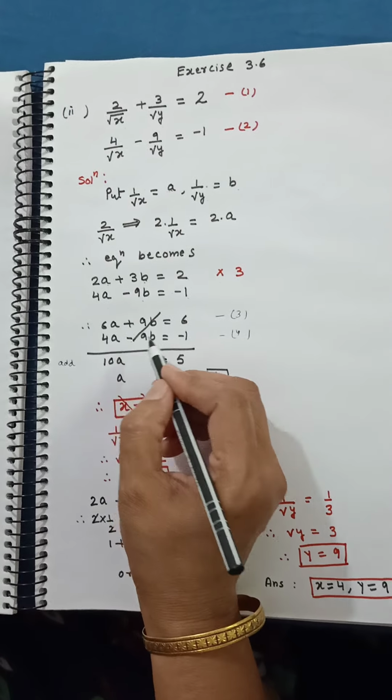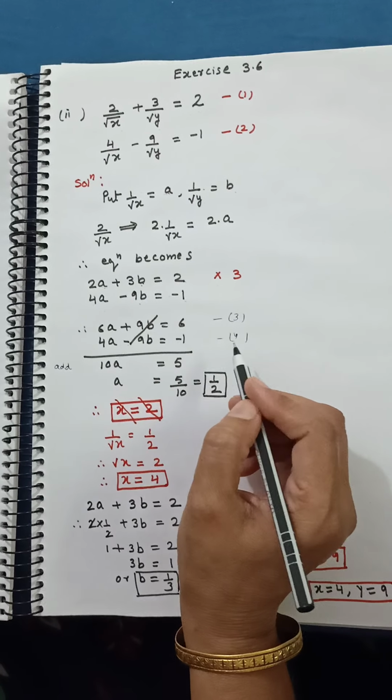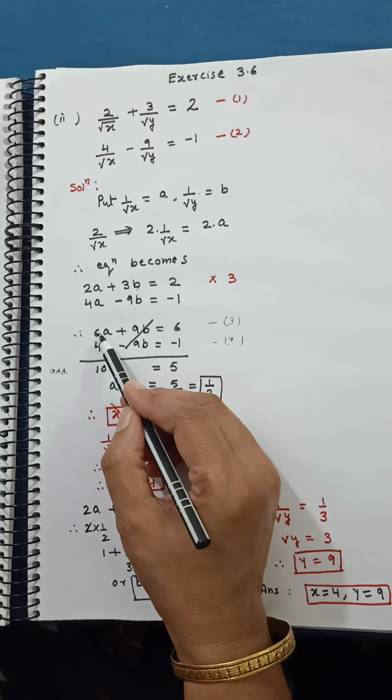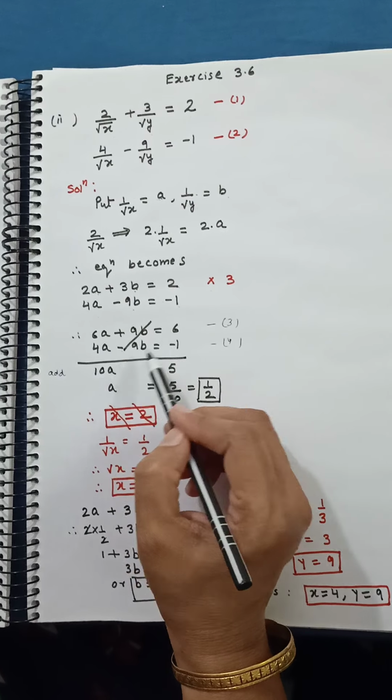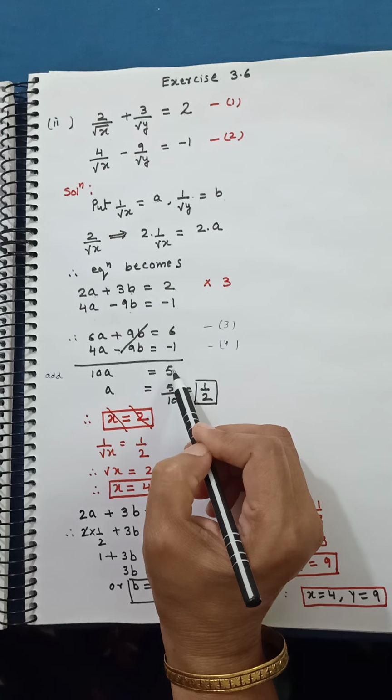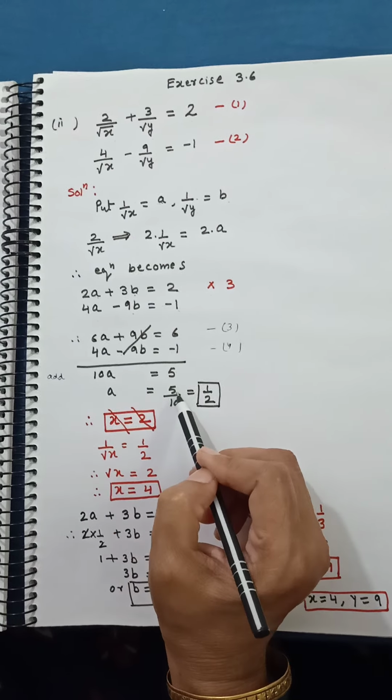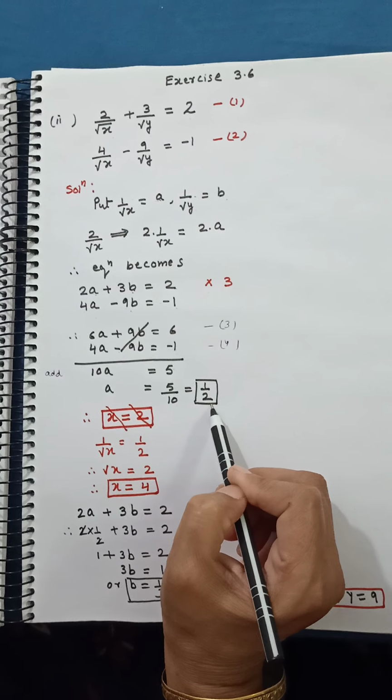If both the signs are same, then we should subtract it. Now on adding, 6 plus 4 means 10a, 6 minus 1, it is 5. So a will be equal to 5 upon 10, that is half.